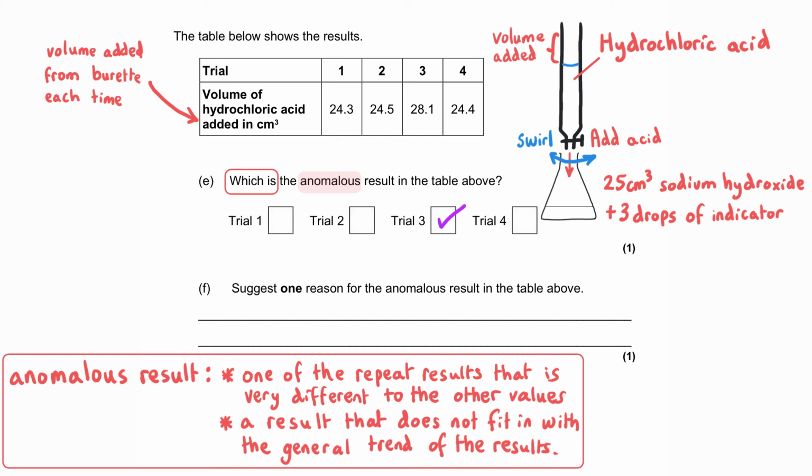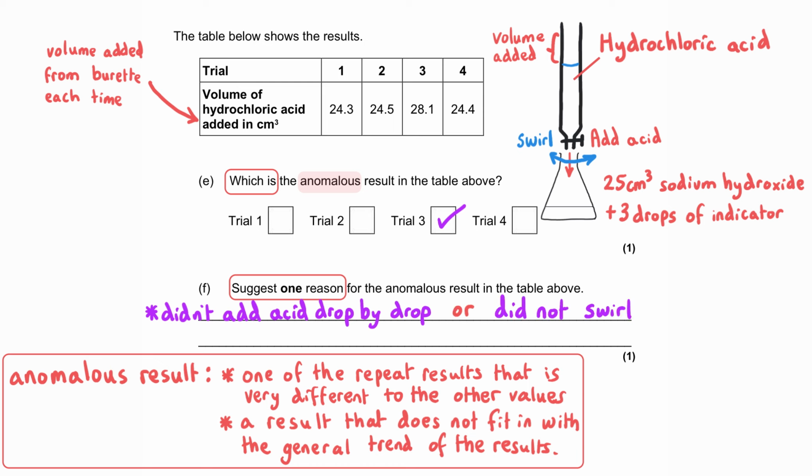Then we're asked to suggest one reason for the anomalous results in the table above. Well, there are a few reasons why titrations can go wrong. The first reason is that they maybe added too much hydrochloric acid from the burette. You should add drop by drop close to the end of the titration. But if you added it too quickly, then you might miss the point of the end of this titration.